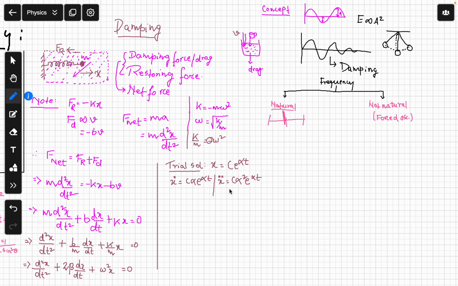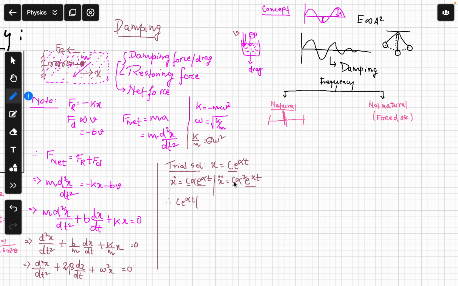Now you've got x dot and x double dot, and we can replace them here. d2x by dt square, dx by dt and x all have the term c e to the power alpha t. So we can simply take c e to the power alpha t out, and within the bracket, for the first one we will just have x double dot.